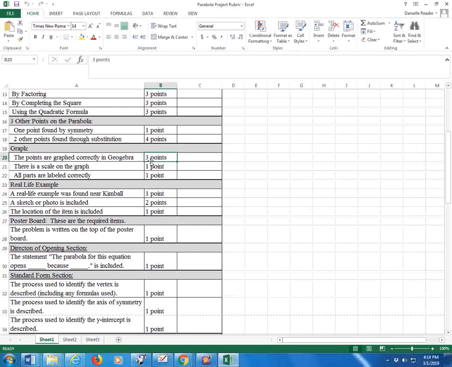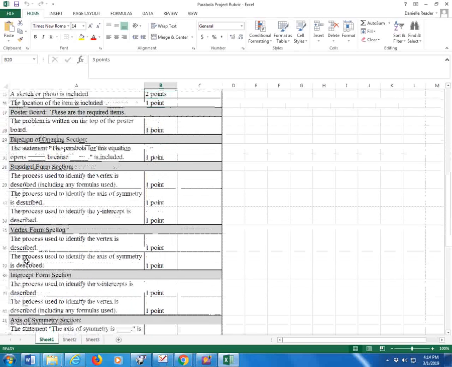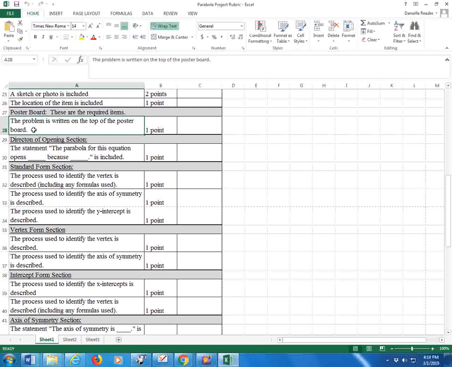Okay, so in order for the poster, this is what's required. The problem needs to be written at the top. The statement, "The parabola for this equation opens blank because blank," has to be on the poster somewhere. The process used to identify the vertex is described, including any formulas used. And this is in standard form, okay?